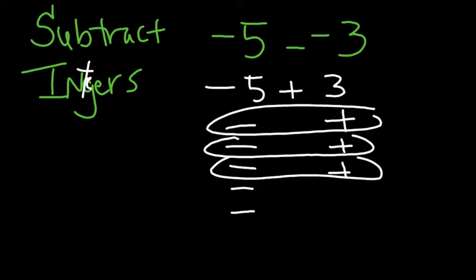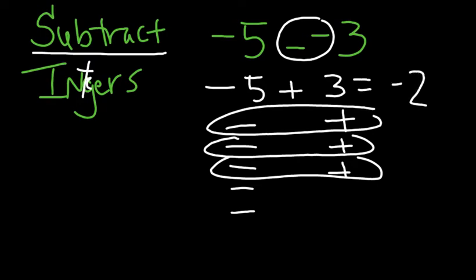-5 minus -3. First, you have to change it every time you subtract. 2 minus signs in the middle changes to plus. Then you model. -5, +3, make 0 pairs. What's the answer? -2. Great.